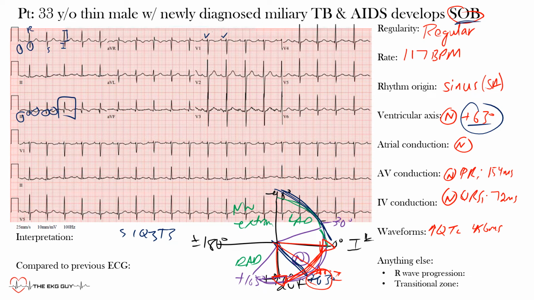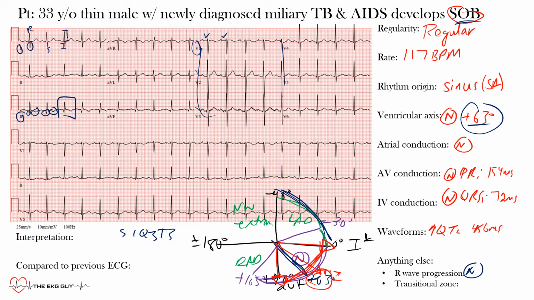So how about the R wave progression in the precordial leads? Normally the R wave amplitude should progressively increase from leads V1 to V5. In this case, it does seem that we have pretty normal R wave progression. You have that R to S ratio tend to increase, right? Where the R waves, as we go across from V1 all the way up to V5, are increasing. So generally a normal R wave progression in this case.